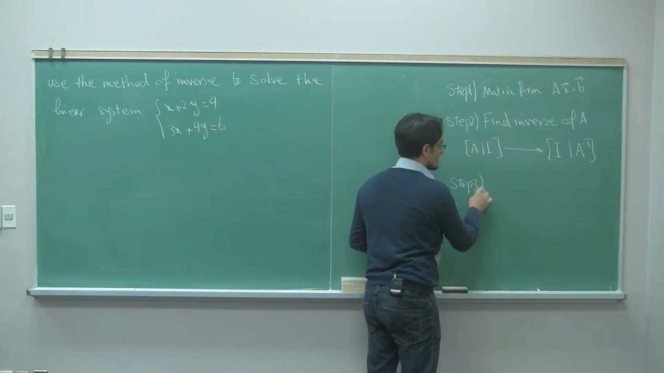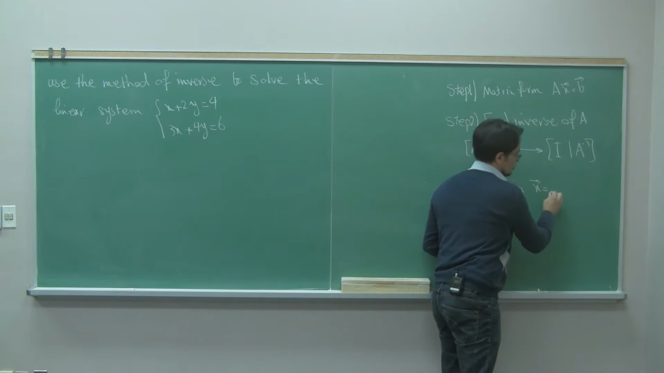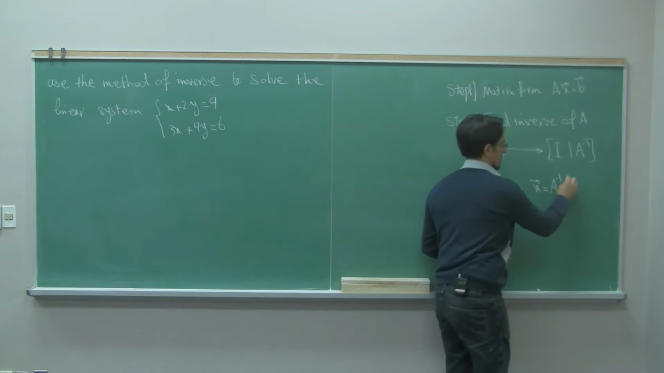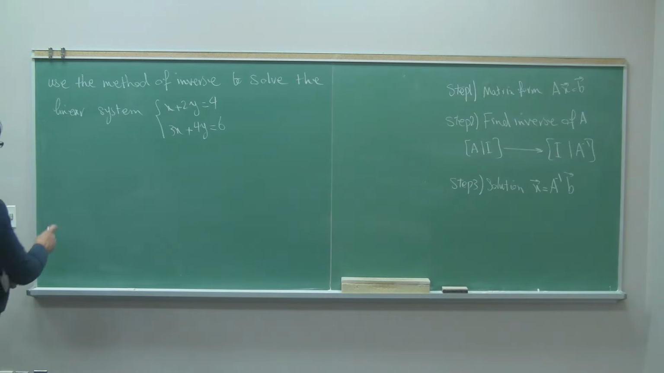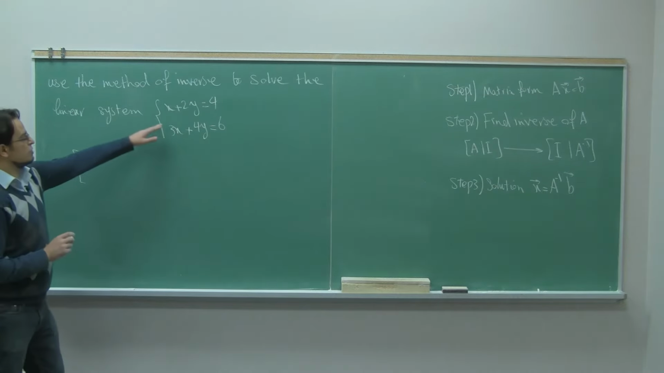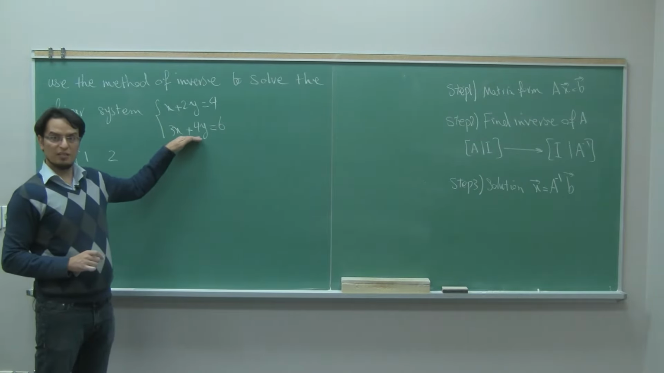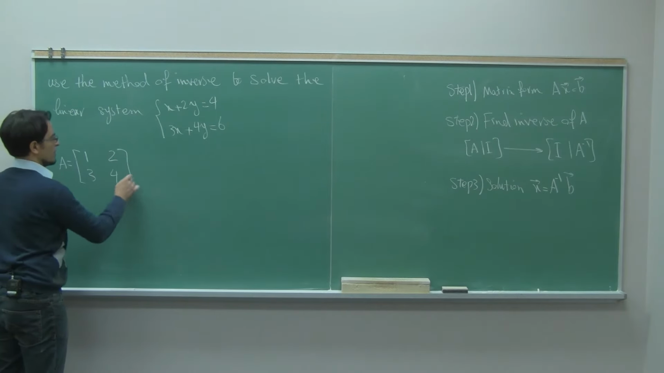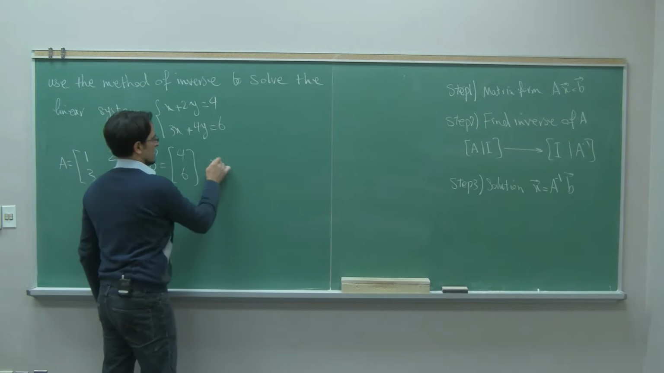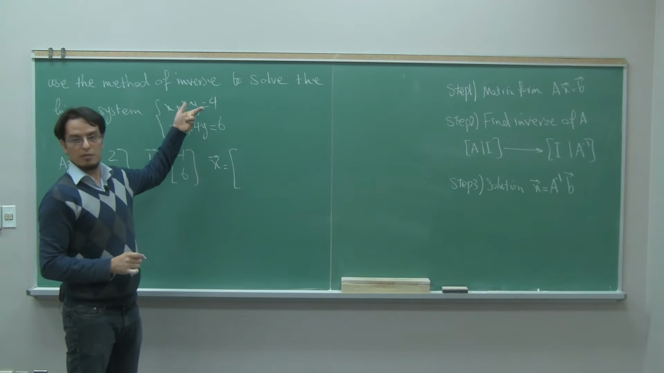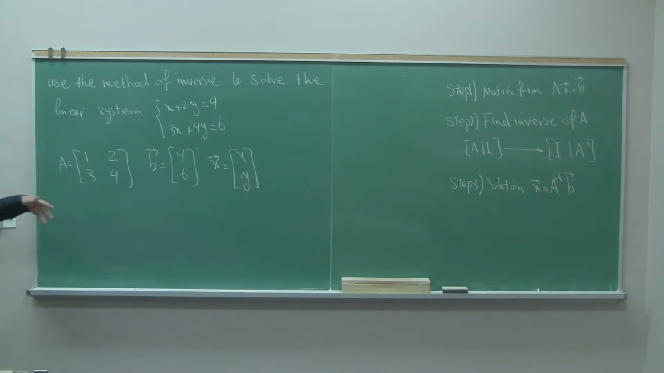Then step 3, the last step, is that the solution, the only solution, is you multiply the matrix A inverse to the vector B. And that gives you the solution. Well, let's apply this here. First, what is A? The coefficient matrix. For the coefficient matrix, just pick the coefficients of the first equation and put them in the first row, 1, 2, and the coefficients of the second equation in the second row, so 3, 4. What is B? B is the right-hand side, 4, 6. Well, let me write X then, because X is the matrix of variables, so X, Y. This is step 1. I found A.